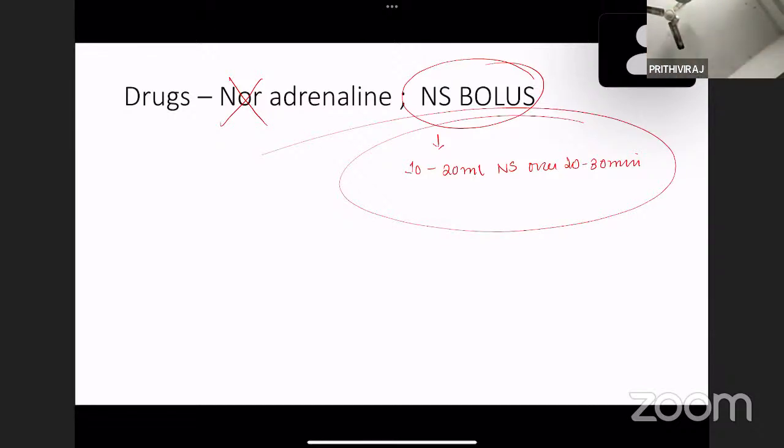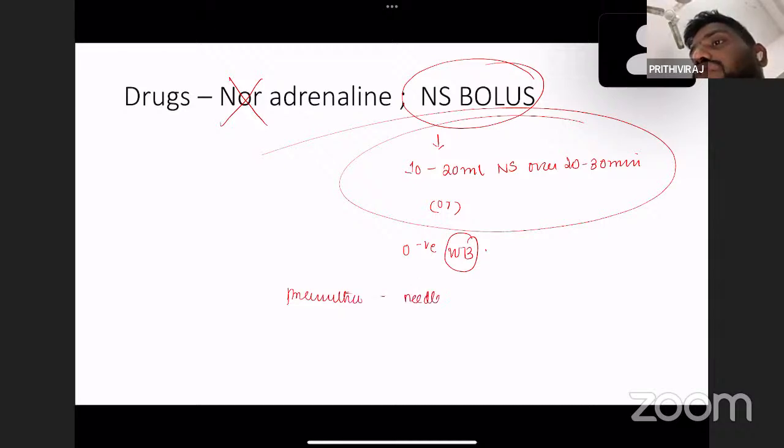So this is 10 to 20 ml NS bolus you are giving, followed by, or you can give O negative whole blood, can also be given. For pneumothorax, you have to go for needle thoracentesis, followed by ICD placement.